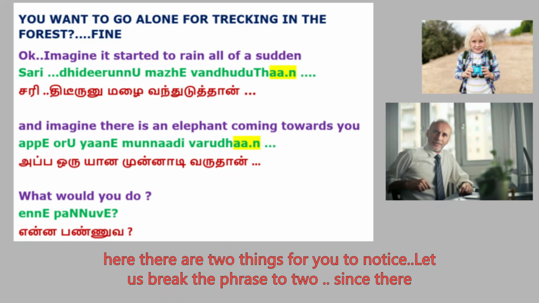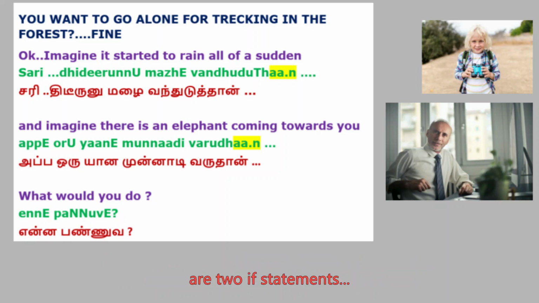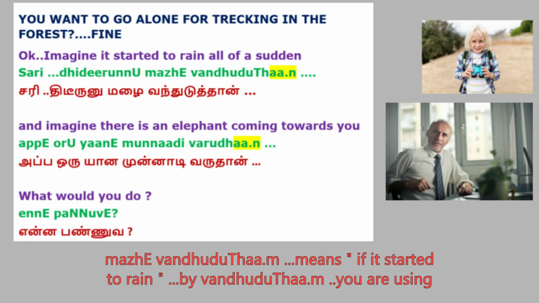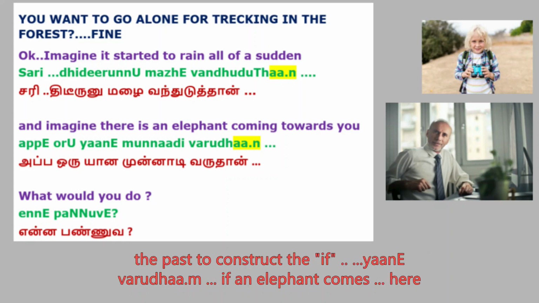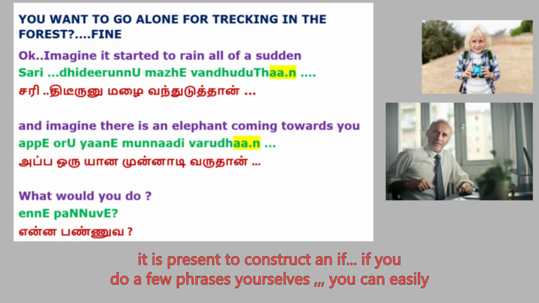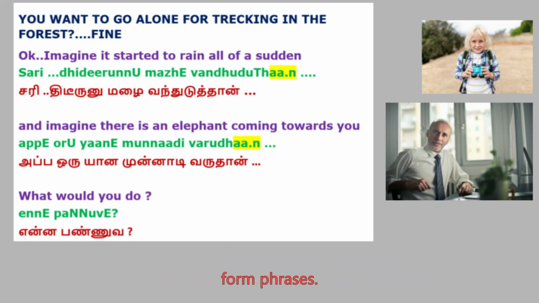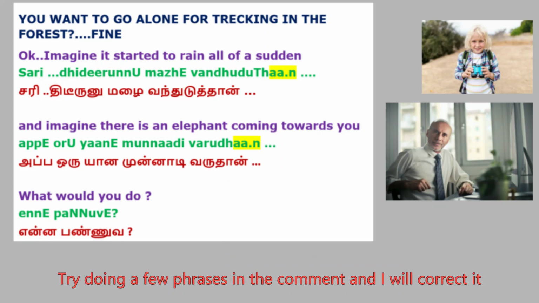Here there are two things for you to notice. Let's break the phrase into two, since there are two if statements. Mara vandadutha means if it started to rain. By vandadutha, you are using the past to construct the if. Yana varudha, if an elephant comes. Here it is present to construct an if. So if you do a few phrases yourself, it's an easy one to do. So try doing a few phrases in the comments and I will correct them.